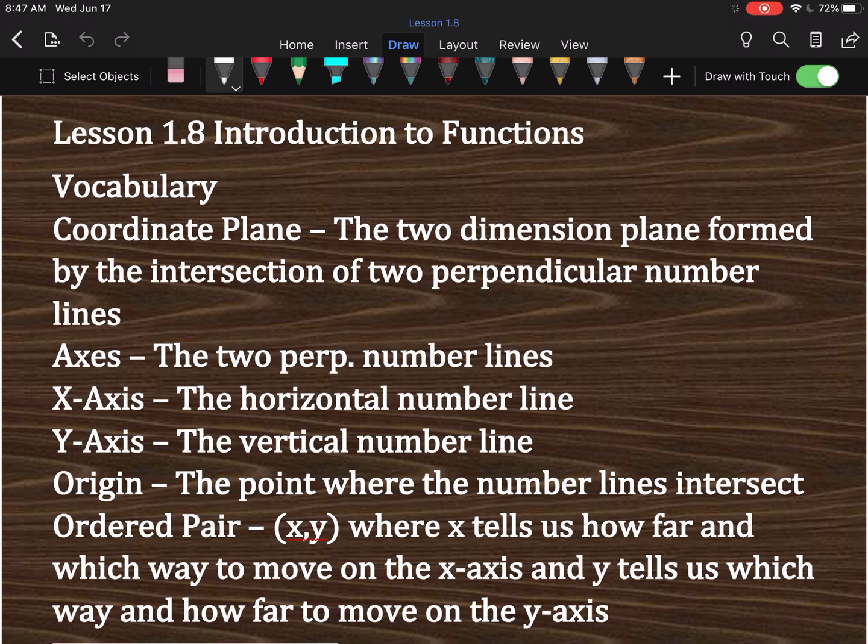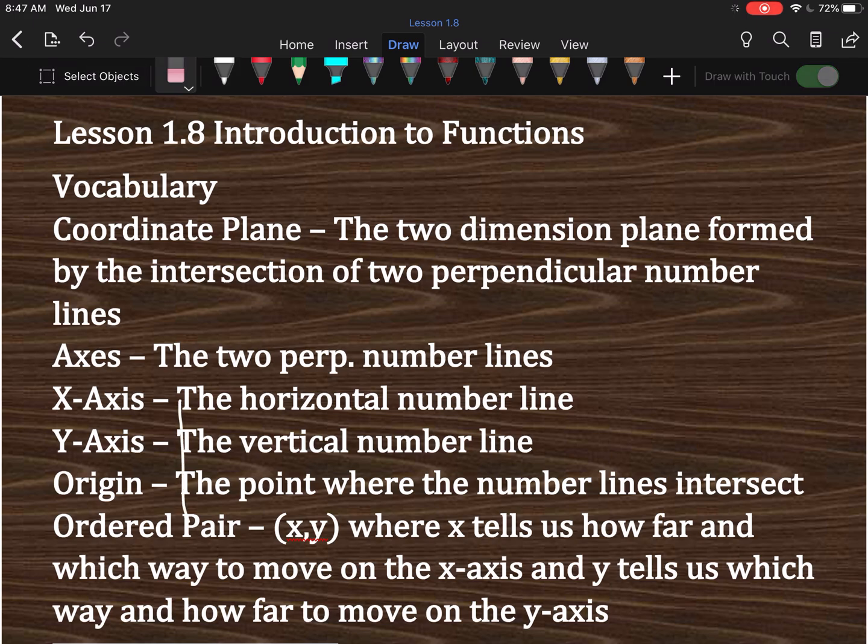We know what the coordinate plane looks like. The axes are the two number lines. The x-axis is the horizontal one. The y-axis is the vertical one. The origin is the point where the number lines intersect. It is 0, 0. And an ordered pair is always given as x comma y, where x tells us how far and which way to move on the x-axis. Y tells us which way and how far to move on the y-axis.